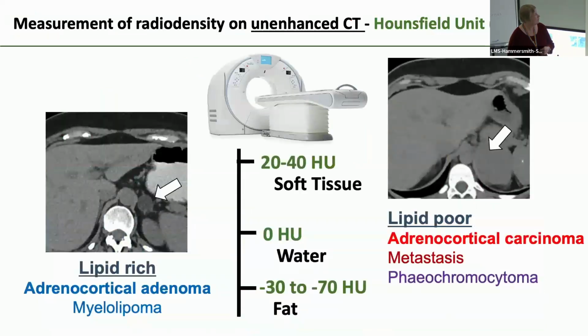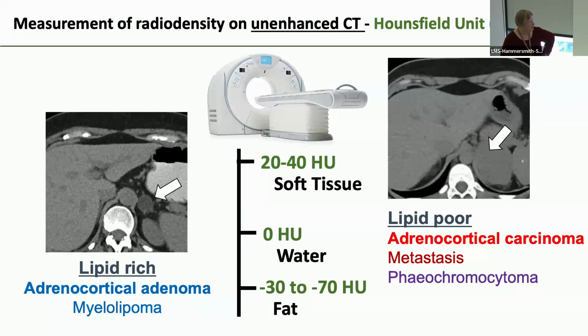And obviously the other thing we can do is to run an unenhanced CT. The unenhanced CT will tell us the difference between lipid-rich and lipid-poor tissues. If it's very lipid-rich, it will have a low Hounsfield unit, after Godfrey Hounsfield, who won the Nobel Prize for his work on CT. Or it will be even negative if it's purely fat. And usually if it's lipid-poor tissue, then it will be high.